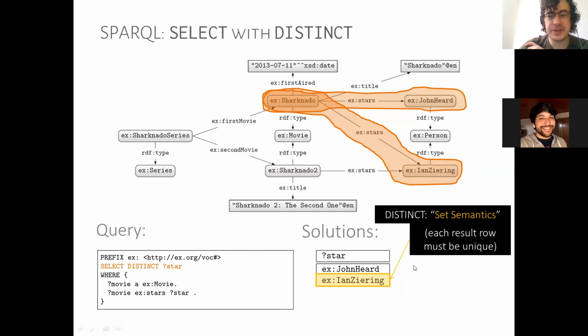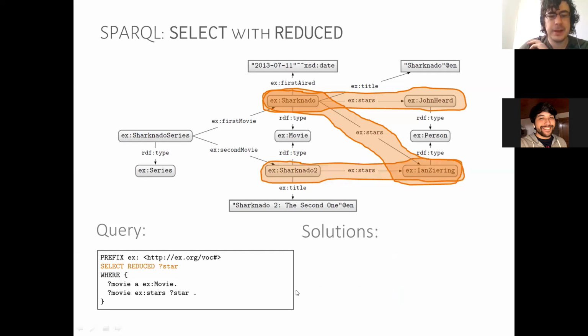So each result must be unique. Each row in the results table must be unique in this case. There is another option, which is not in SQL, as far as I know, at least. The SQL standard has like 3,000 pages, so it's a bit hard to say what's definitely in there, what's definitely not in there.